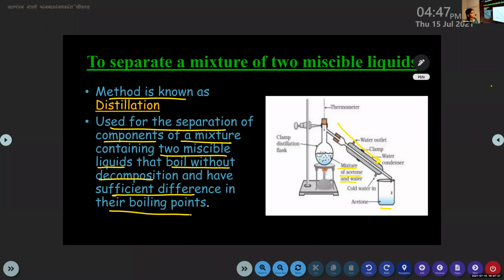It should be two miscible liquids, then boil without decomposition, and a sufficient difference in their boiling points. If these three conditions are satisfied, we can use this method, which is known as distillation. It is used for the separation of components of a mixture containing two miscible liquids that boil without decomposition, that means no change occurs after boiling, and have sufficient difference in their boiling point. So such liquids can be separated using this method known as distillation.